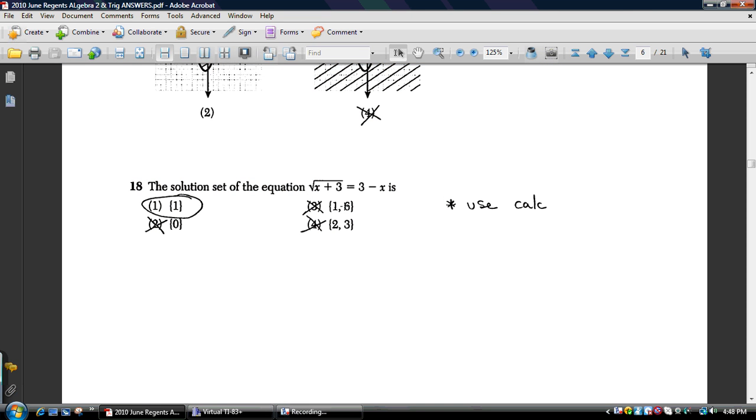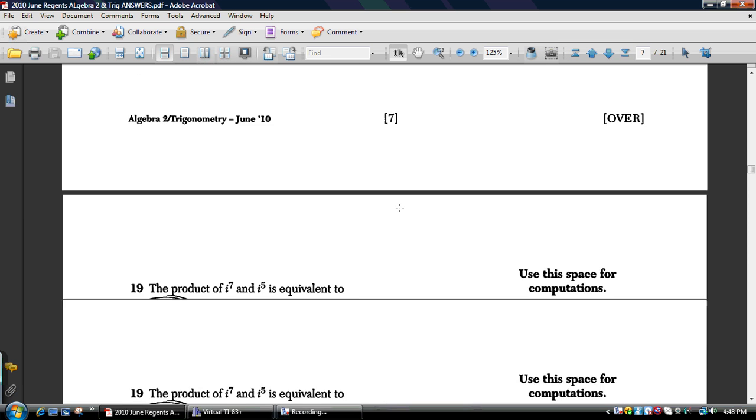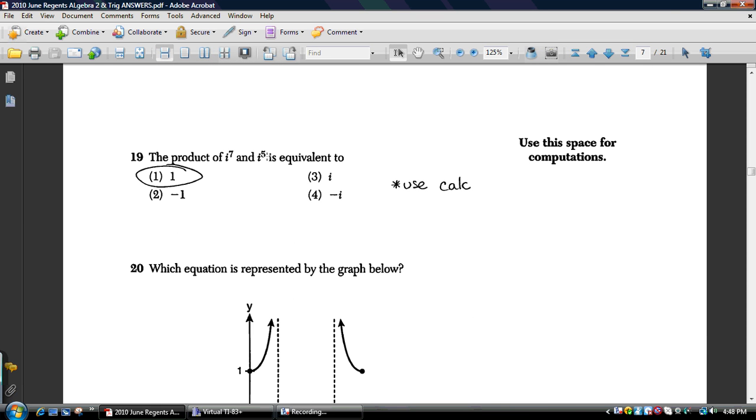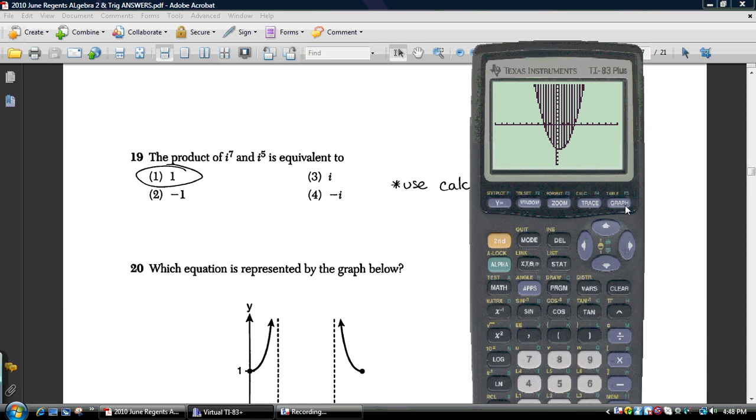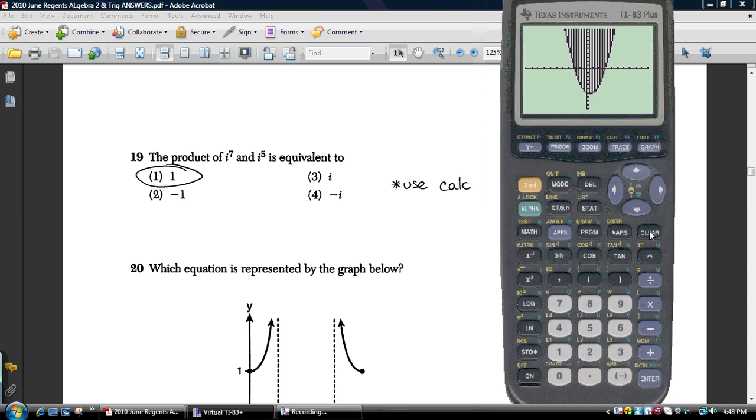The solution set: you don't have to do anything other than plug these answers in for x and check. This side has to equal this side. Use your calculator. It's a piece of cake. This one, also use your calculator. Let's go over this though, because I always get asked questions in class about how to do this. Anytime you do anything like i to the 7th, at a certain point your calculator goes haywire when it tries to do the i's, unless you plug it in a particular way.